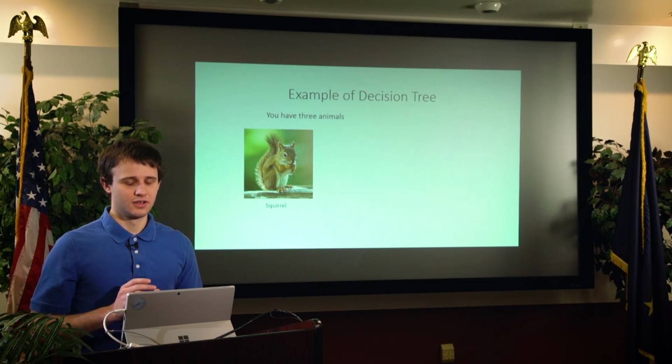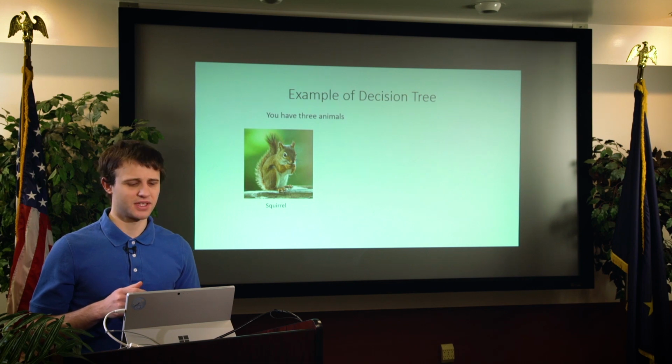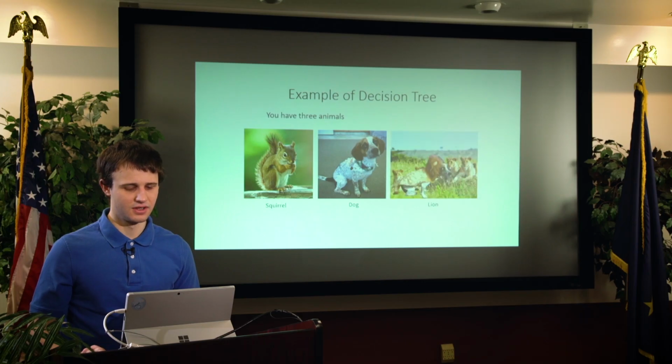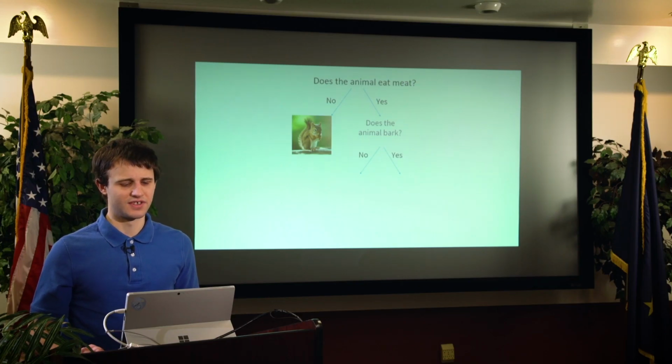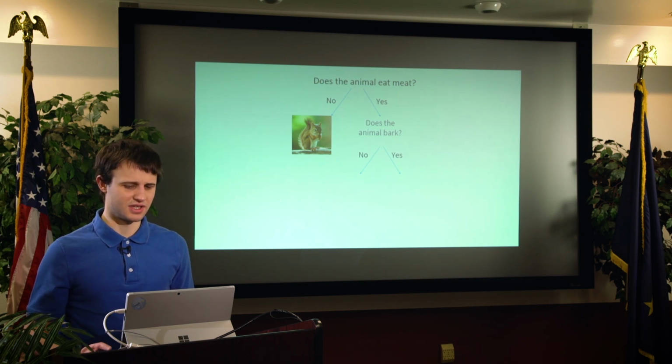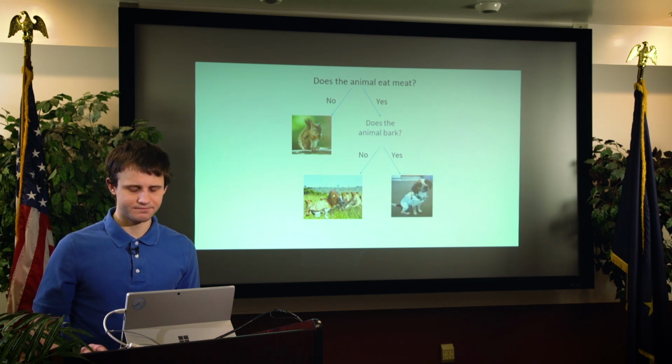The random forest classifier is using decision trees to help classify the pixels. A basic example of this is we have three animals: a squirrel, a dog, and a lion, and we want to separate these three animals from each other. To do this, we come up with a decision tree. The first question was, does the animal eat meat? If the answer is no, then we have a squirrel. If it's yes, then we have two animals that still eat meat, so we have to break them down further. So we ask, does the animal bark? If the answer is no, then we have a lion. If the answer is yes, then we have a dog.